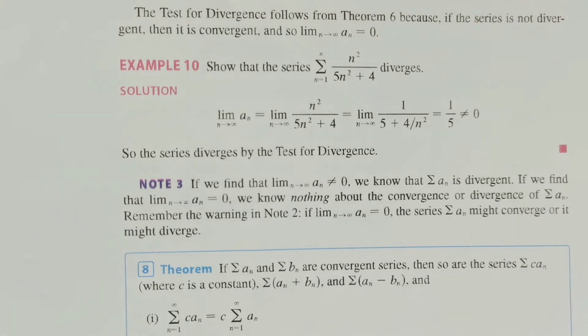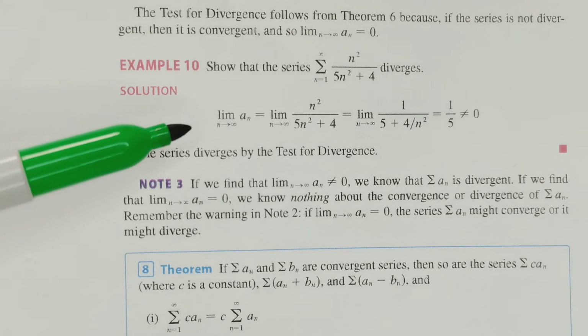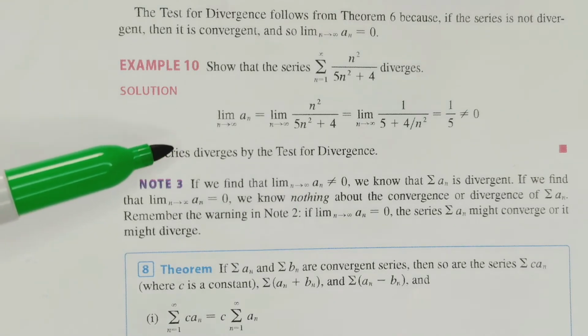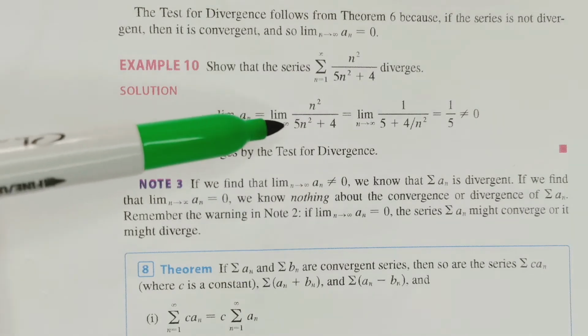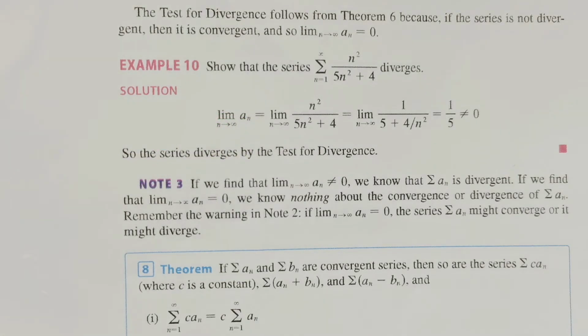So this is the process. The limit of a sub n as n approaches infinity is equal to n squared all over 5n squared plus 4. And then all we have to do is to evaluate the limit. Remember, we are applying here the test for divergence as shown on the previous page. So the details are here.